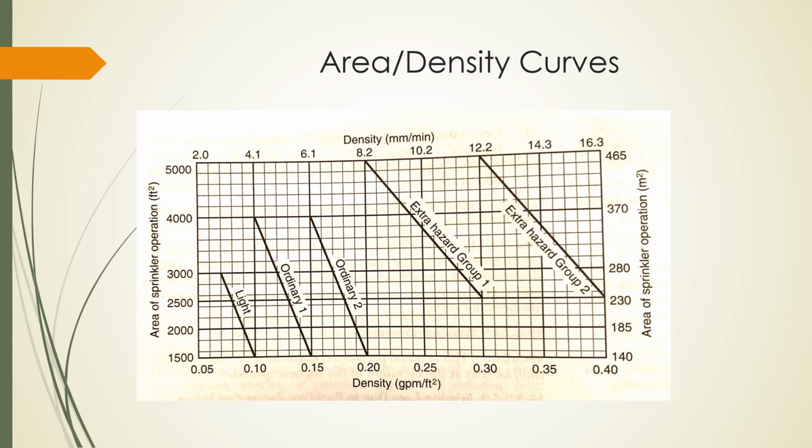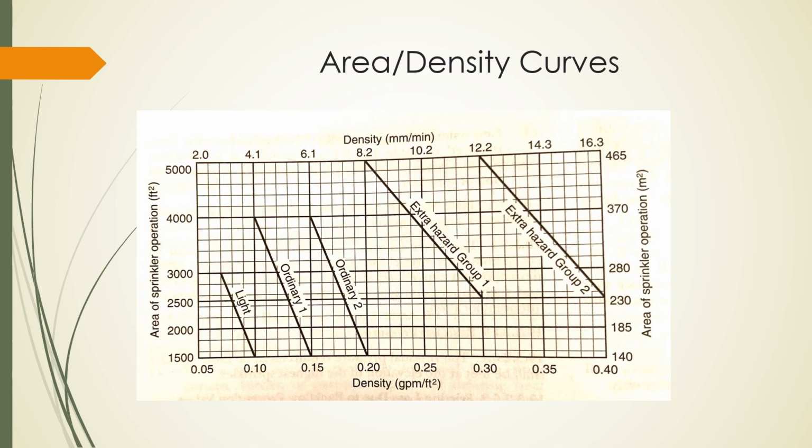And that's true with ordinary hazard 2. And then you can see the extra hazard group 2 starts at 2,500 and runs up to 5,000. The same concept. We have like 0.28 over 3,000 for the extra hazard group 1, or 0.3 over 2,500. So this has been in place for many years.